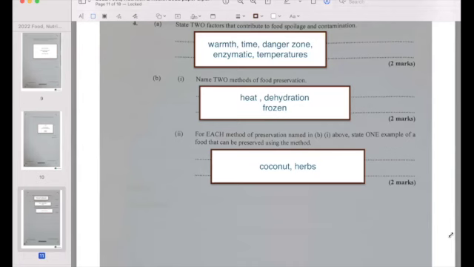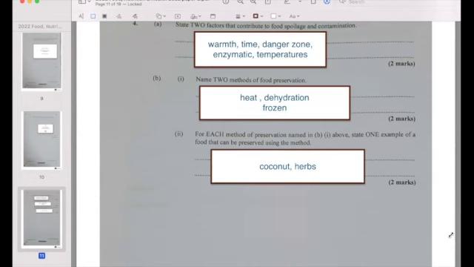Name 2 methods of food preservation. The heat method will be one, dehydration will be another, frozen will be another one. They ask for two, you can choose any. For each method of preservation chosen, you give an example. For instance, if I chose dehydration, you can have powdered milk, we can have herbs. And what we mean by that when we say powdered milk, for instance, is the removal of moisture.